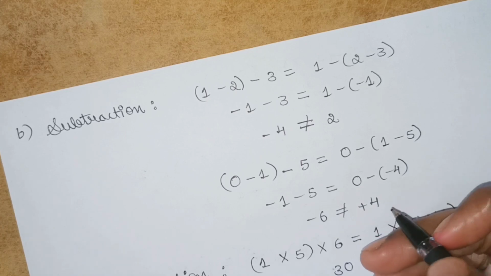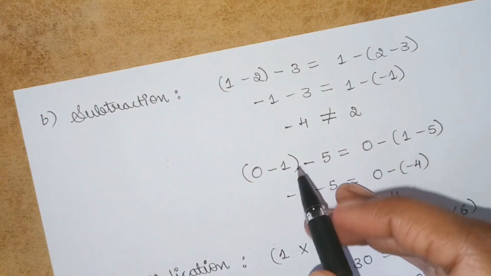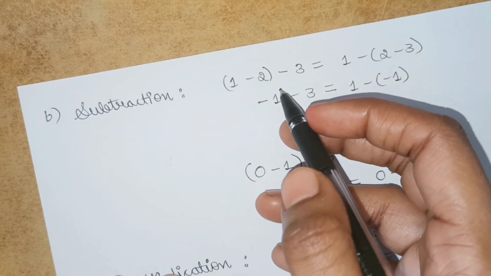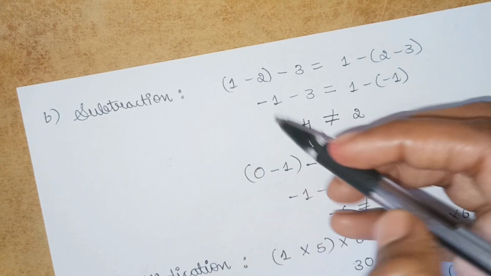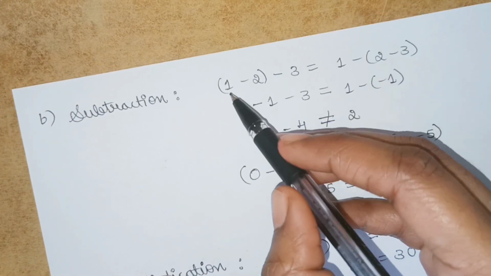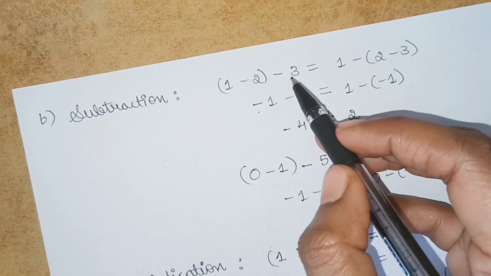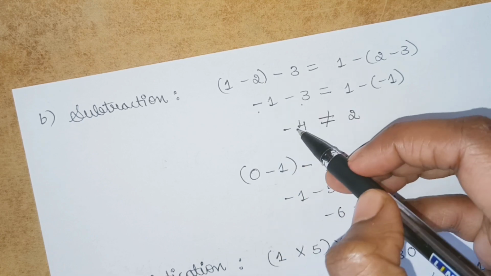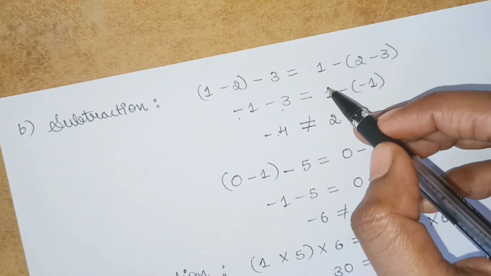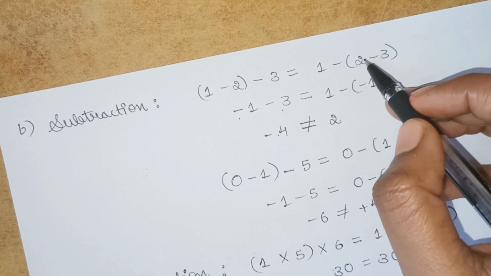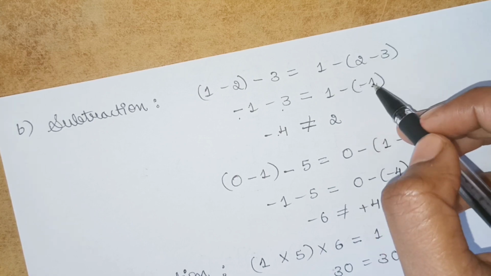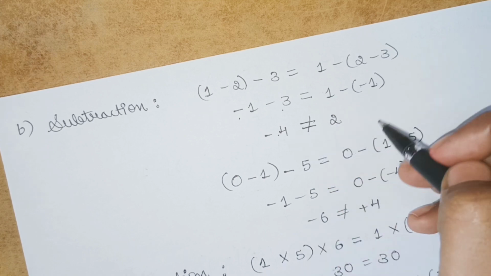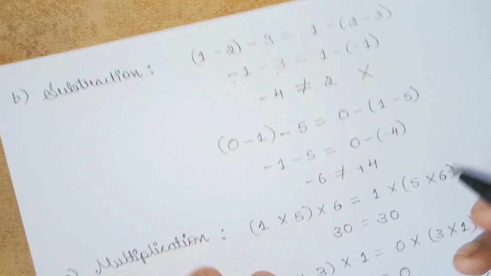In subtraction we have taken 1, 2 and 3. First we group 1 and 2 together, and then we group 2 and 3 together in the RHS. First let's solve the LHS. 1 minus 2 is minus 1. Minus 1 minus 3 is minus 4. But in the RHS, 1 minus is kept as it is. 2 minus 3 is minus 1. So minus into minus is plus. 1 plus 1 is 2. Minus 4 is not equal to 2. So it is not associative.